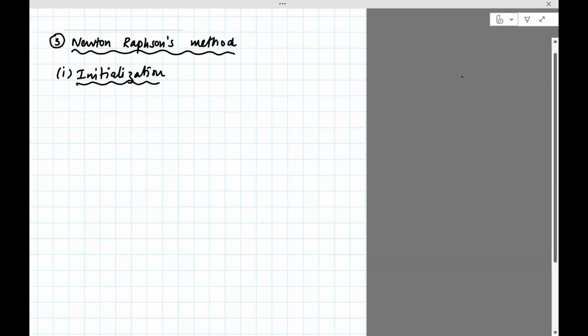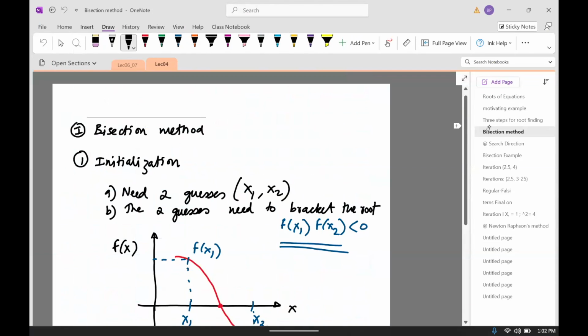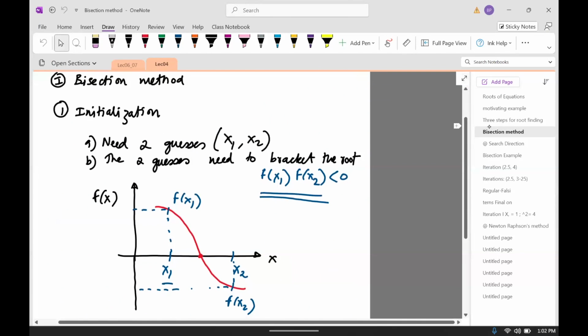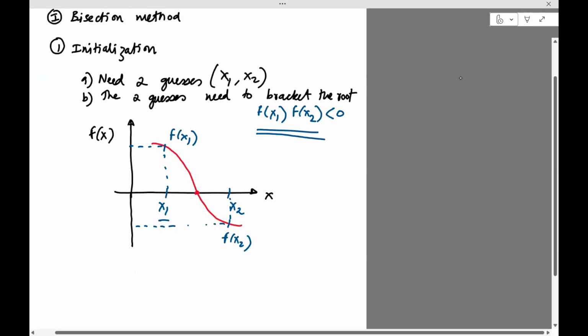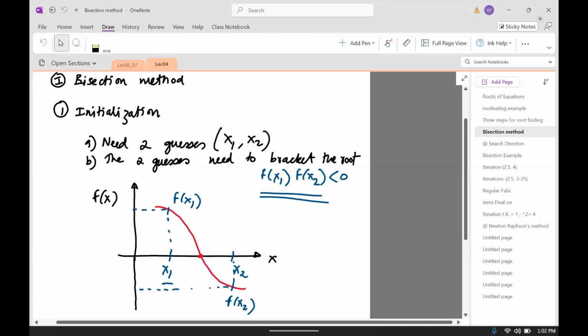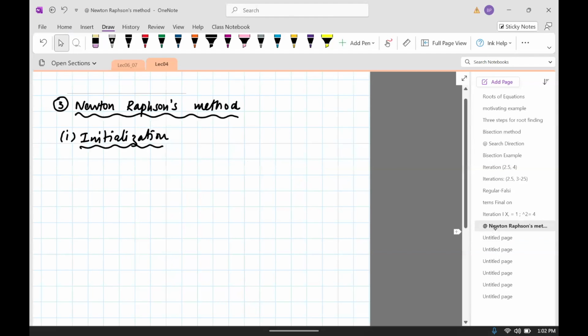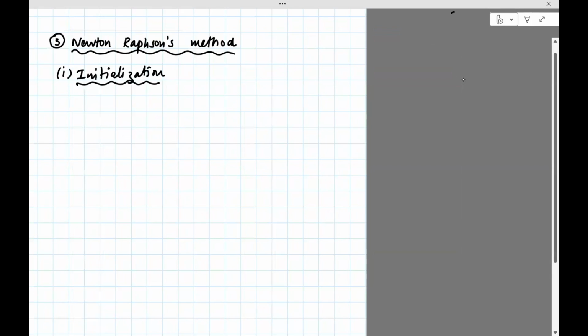So first, the initialization. Now, previously in the secant method, the bisection method, and the regula falsi method, we had to get 2 guesses, x1 and x2, and they needed to bracket the root, right? By bracketing, I mean the root should lie between, in this case, x1 and x2. That's bracketing the root. The good thing about Newton Raphson is that it only needs 1 guess. And since it's only 1 guess, you don't really need to bracket anything. So it just needs 1 guess.